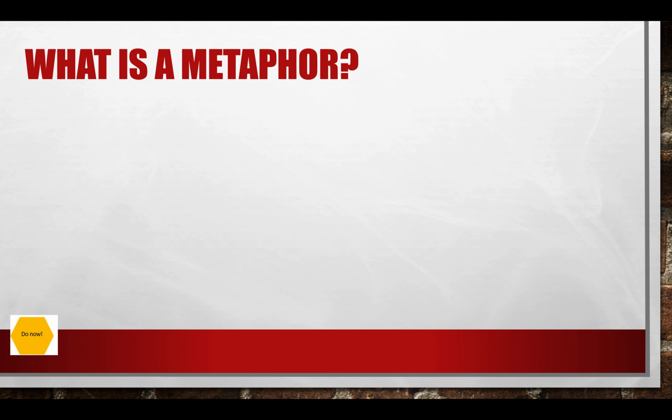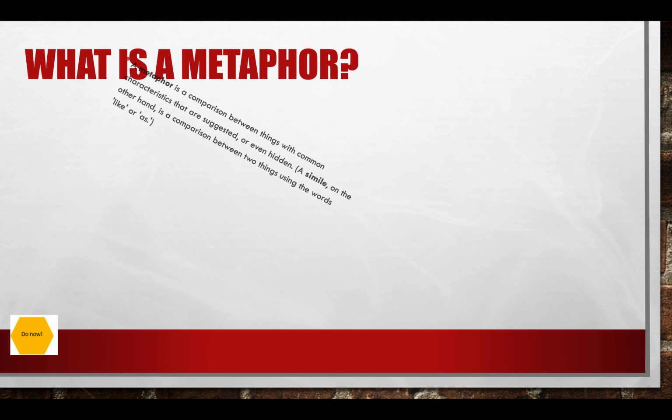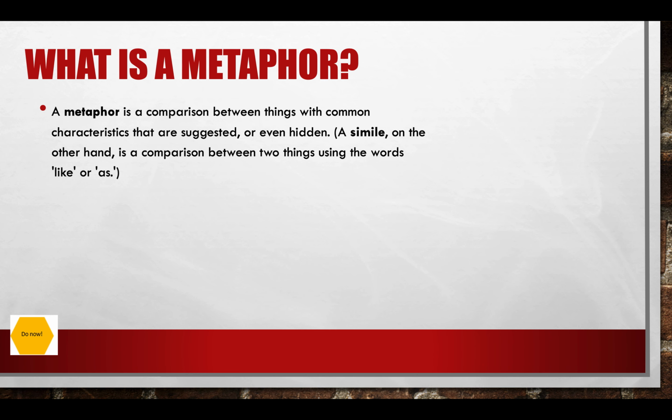So, in this lesson, you will learn about Stevenson's use of metaphor in the text, including how weather events are used to enhance descriptions. So, what is a metaphor? A metaphor is a comparison between things with common characteristics that are suggested or even hidden. A simile, on the other hand, is a comparison between two things using the words like or as.